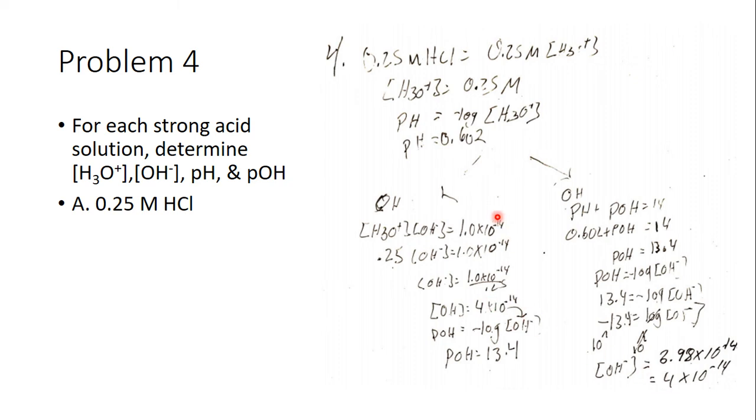Or you could combine these approaches. You could use H3O plus multiplied by OH minus equals Kw to find OH concentration. Then you could use pH plus pOH equals 14 to solve for pOH. Either way you want to do this, you will get the same answer. So just do whatever seems less complicated or more comfortable for you, and you should have no problem solving these types of questions.